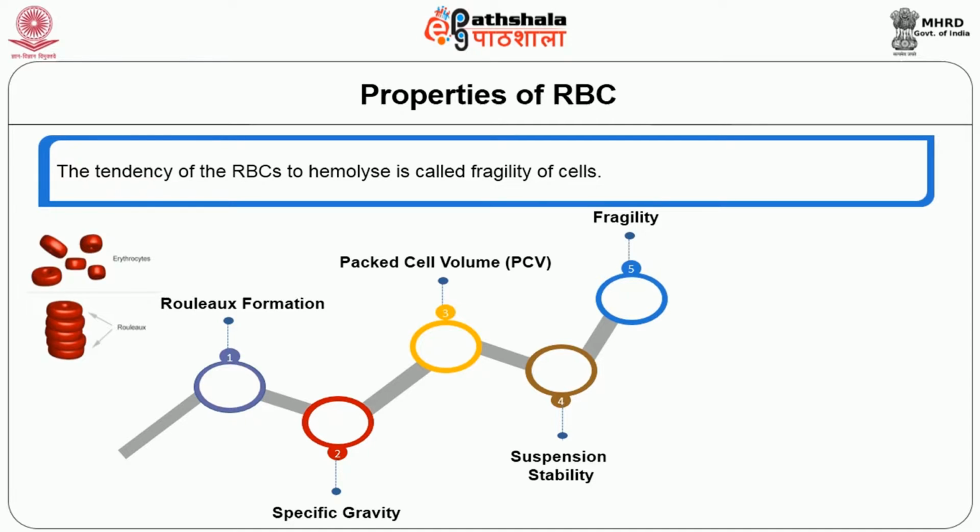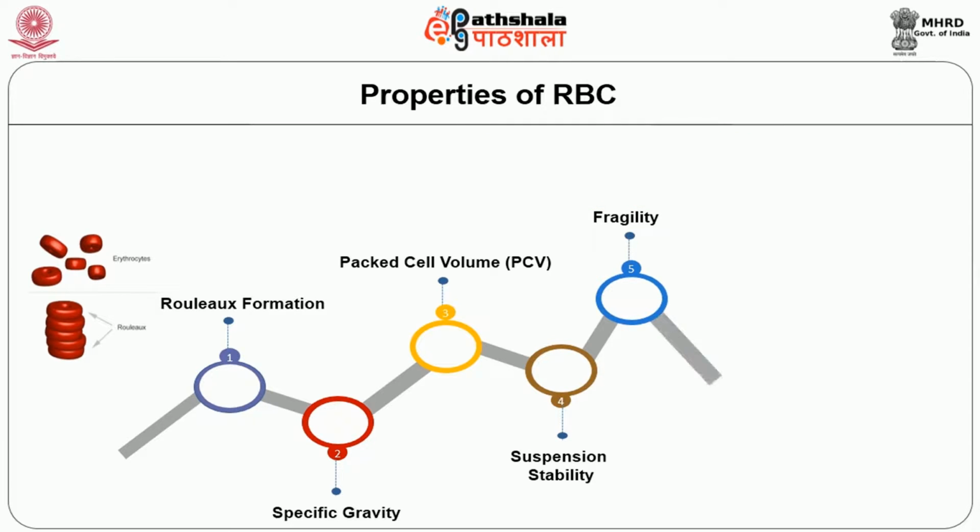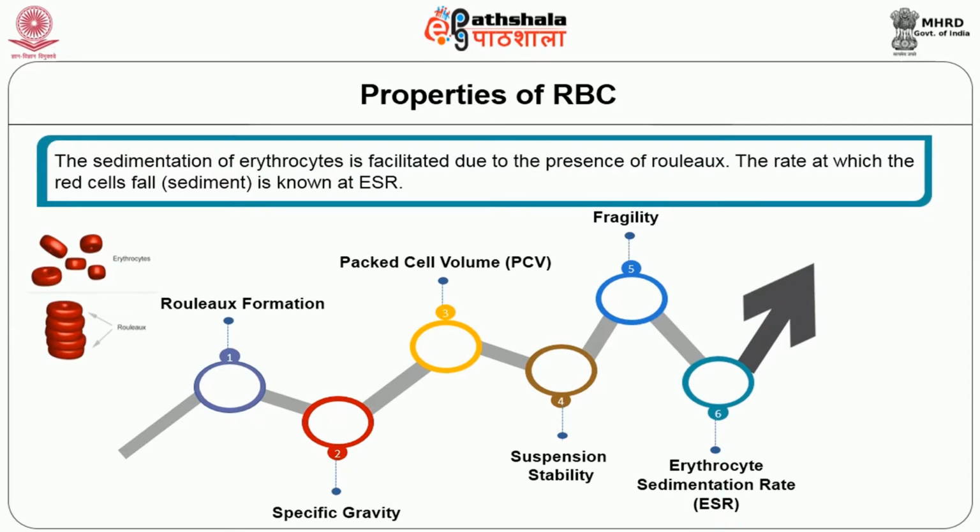The red cell passes about 3 lakh times through the capillaries during its lifespan, which makes the cell more fragile. The sixth property is the erythrocyte sedimentation rate, and the abbreviation is ESR. The sedimentation of erythrocytes is facilitated due to the presence of rouleau. The rate at which the red cells fall, that is sediment, is known as the ESR.